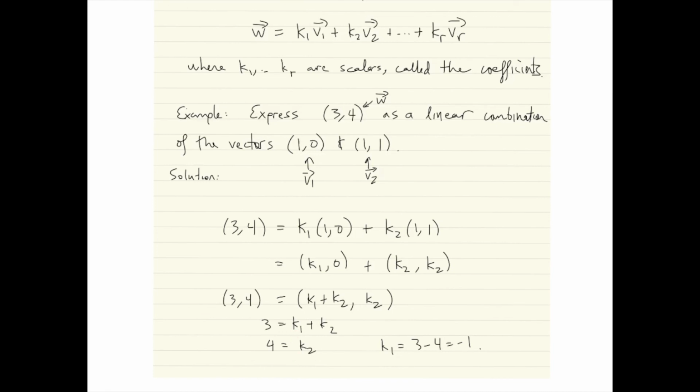So we have to find these numbers k1 and k2 that satisfy this condition. This is a quite simple system of linear equations. We don't have to do any reduced row echelon form or throw this into a matrix or Sage. We can just solve it by inspection. If k2 is 4, solving this equation for k1 gives k1 equals 3 minus k2, and k2 is 4, so this is equal to -1. So we found our two scalars, k1 and k2: (3, 4) is this linear combination, -1 times (1, 0) plus 4 times (1, 1). And this is our answer.